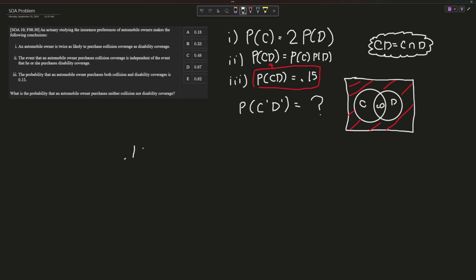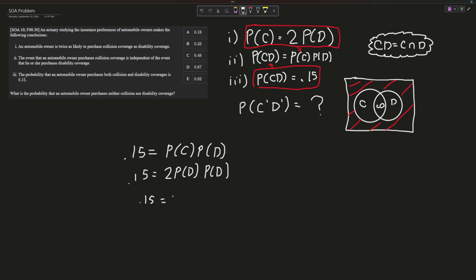So 0.15 is equal to probability of C times probability of D. And then we could plug in this formula right here into right here. So we could do 0.15 is equal to 2 PD times PD. And that's the same thing as 2 times PD squared.